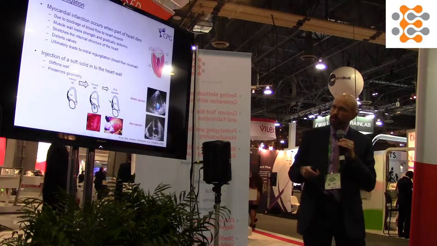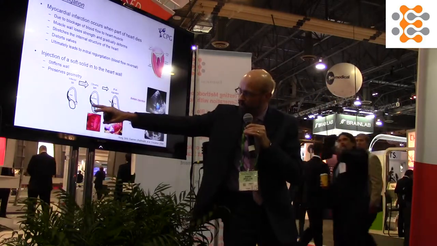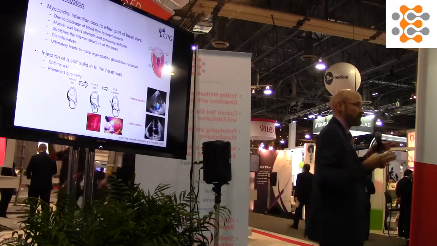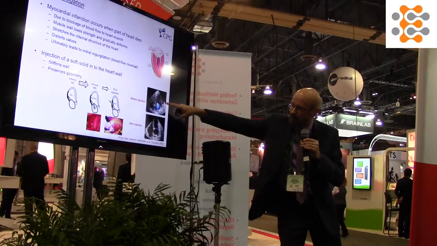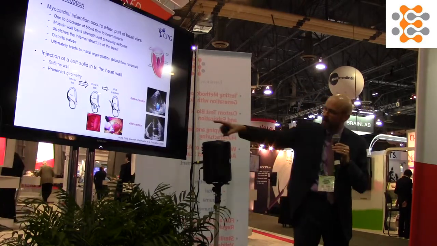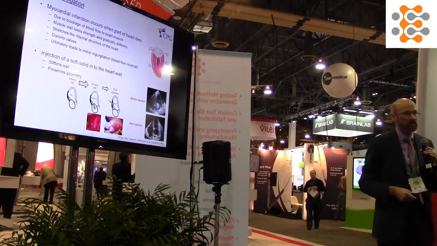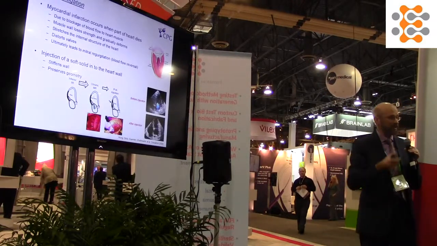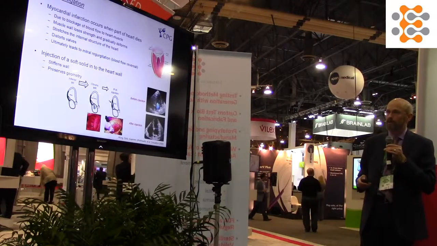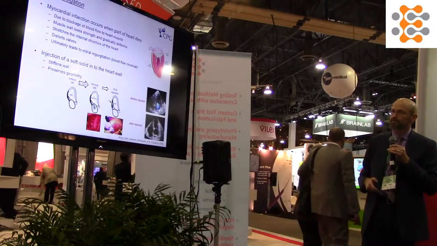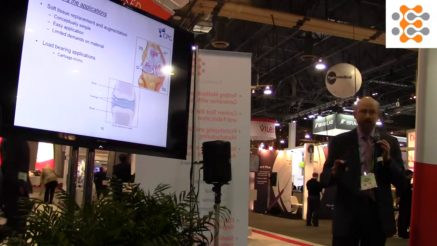What we discovered working with Mass General Hospital is if we injected our injectable hydrogels into the wall of the heart, that bulked up the tissue enough that the heart was able to close, and we were able to reverse the MR. This is a sheep model, before injection, after injection, we were able to take care of the mitral valve regurgitation. All with just a needle stick into the heart. So it's a percutaneous injection, no major surgery required on this. So it's very encouraging.